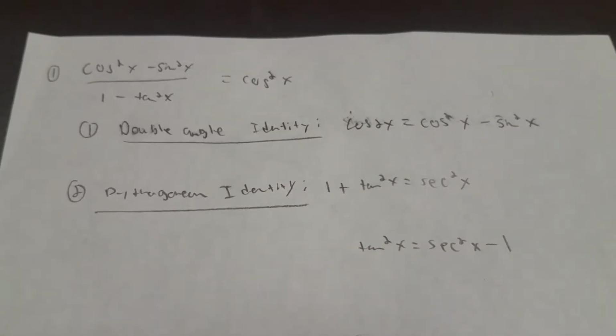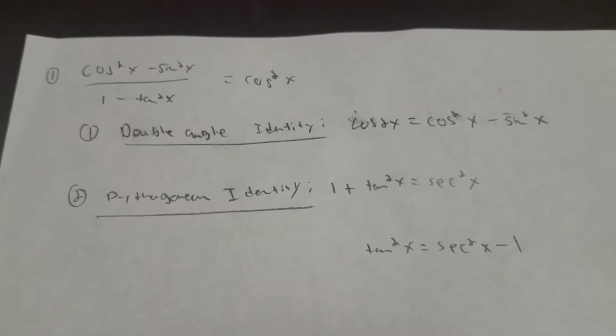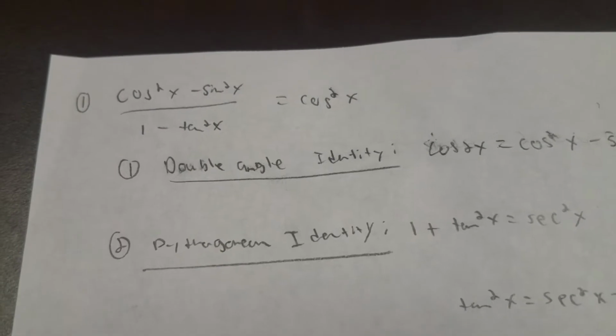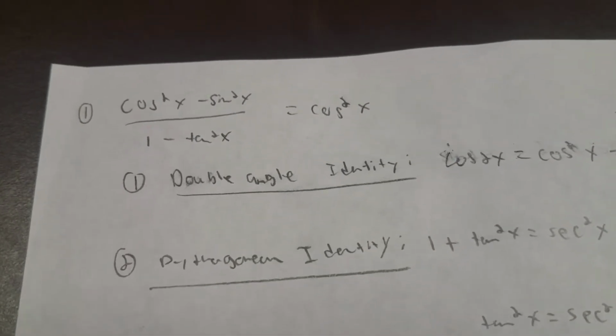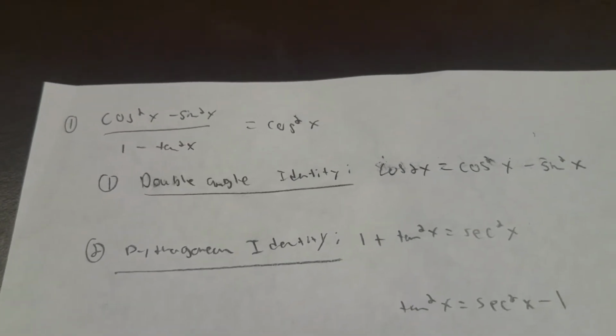Hello everyone. So for this assignment we're being asked, given the following problem, list two first steps you could use to try and verify each identity. So for this first identity we have cosine squared x minus sine squared x over 1 minus tangent squared x is equal to cosine squared x.